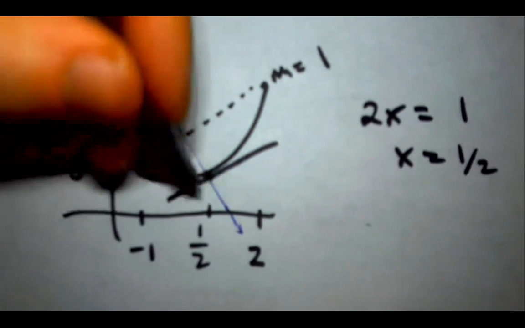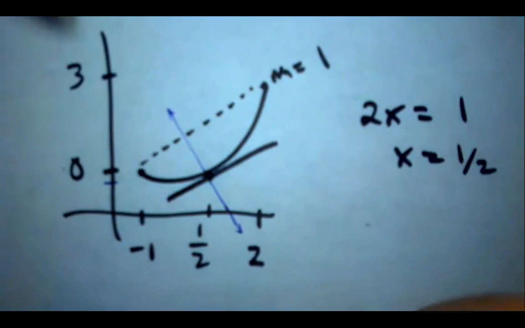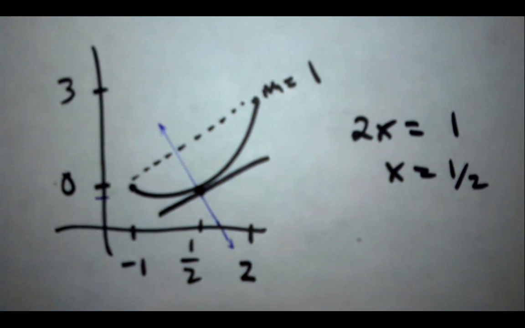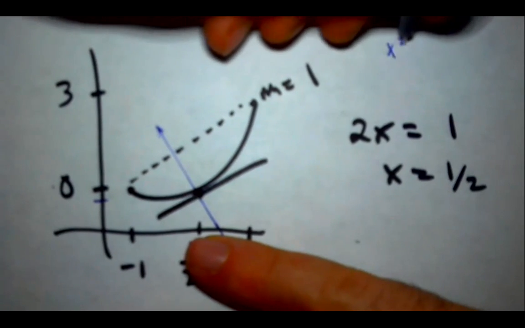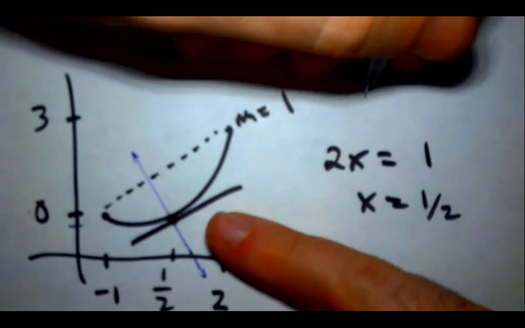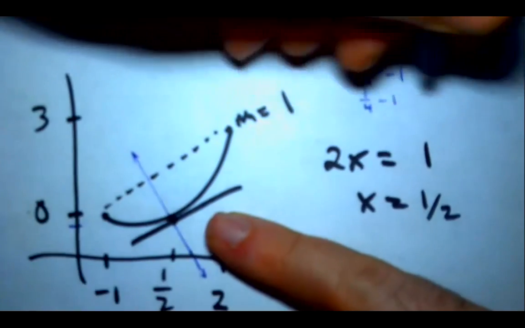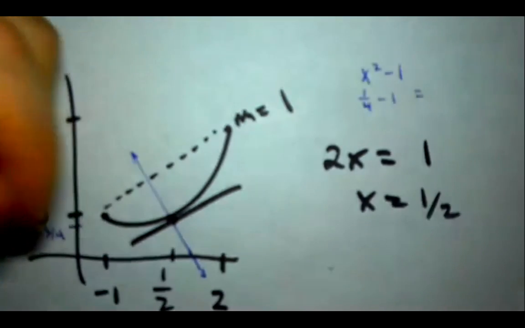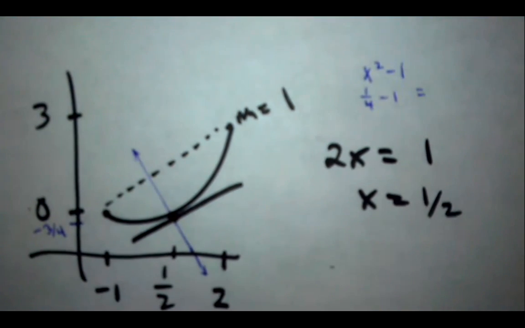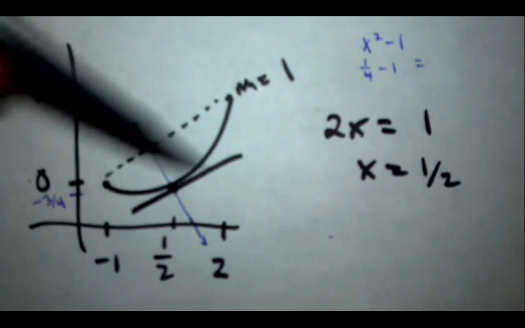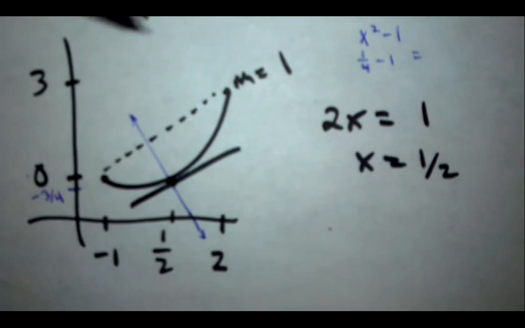All right, so we need to know this point right here. I need to know its y value. So I need to plug in 1/2 into the original. And the original problem was x squared minus 1. So if you put a half into that, it's really going to be a 4th minus 1. It's going to be -3/4 is that corresponding point. So they're going to ask you things like, what's the secant line? What's the tangent line? What's the normal line?